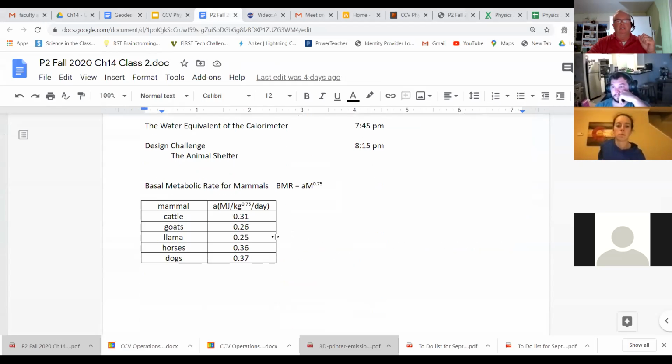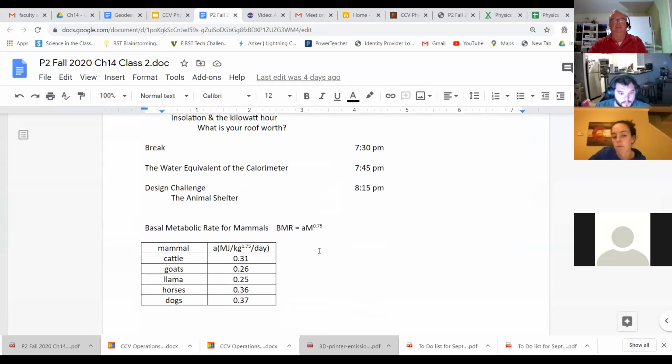Now, there was a formula on the agenda that said basal metabolic rate for mammals, BMR, is going to be this coefficient, A, times the mass raised to the 3/4 power. So I'm just going to jot that down for a dog. The A value is 0.37, and I'm going to multiply it by the mass raised to the 0.75 power. And then I want to see how big a shelter we can wind up with.